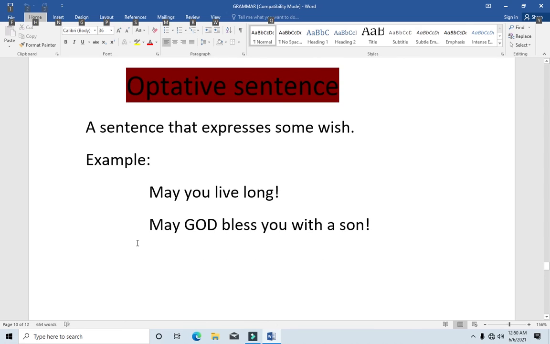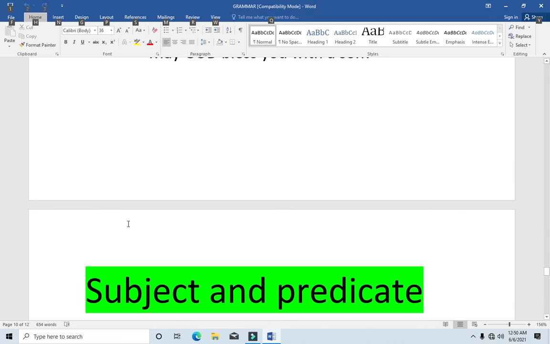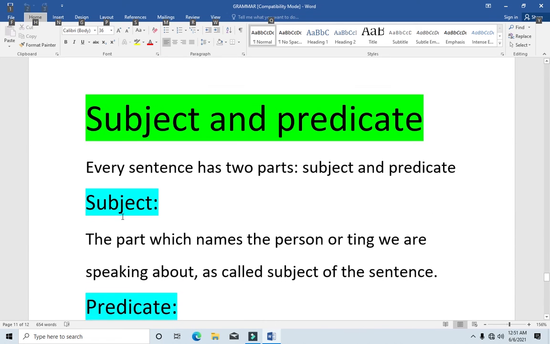Now the other is optative sentence. Definition: a sentence that expresses some wish. For example, may you live long, may God bless you with a son. So these are the examples of optative sentences and they express some wish.